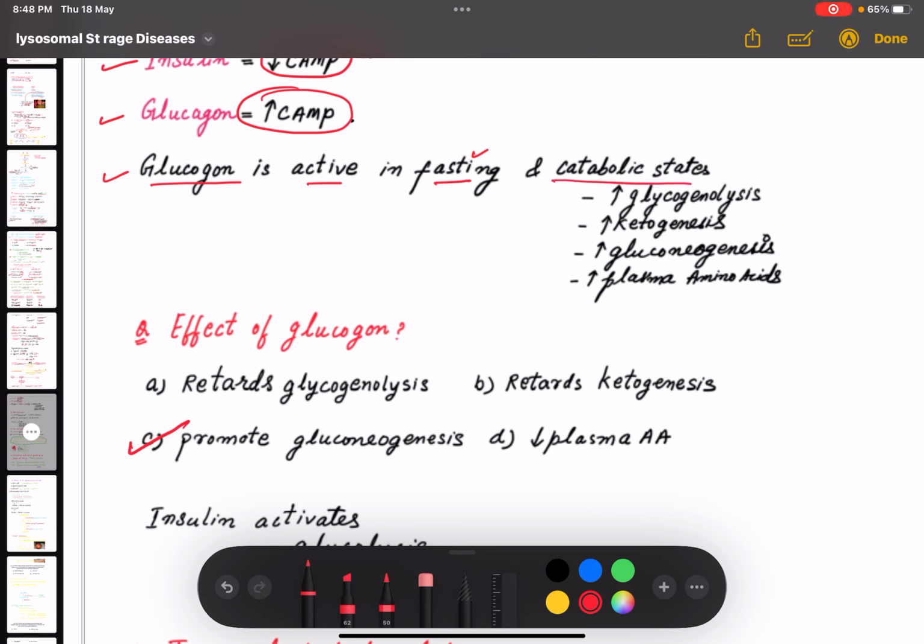What are the catabolic states? Examples: glycogenolysis, ketogenesis, gluconeogenesis, plasma amino acids. This means glucagon is responsible for increasing glycogenolysis, increasing ketone body formation, increasing gluconeogenesis, increasing plasma amino acids.